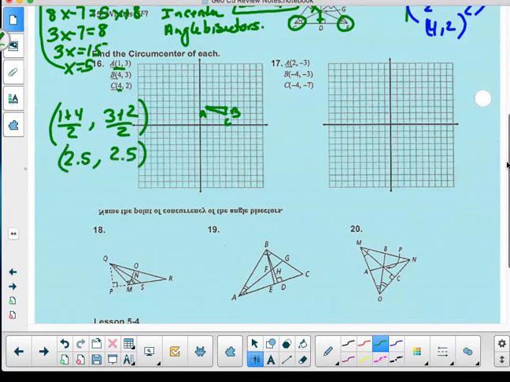Well, that's kind of convenient. Let's see if that worked. 2.5 and 2.5. So my point would be about right there. So the circumcenter is the midpoint of the hypotenuse of my right triangle.